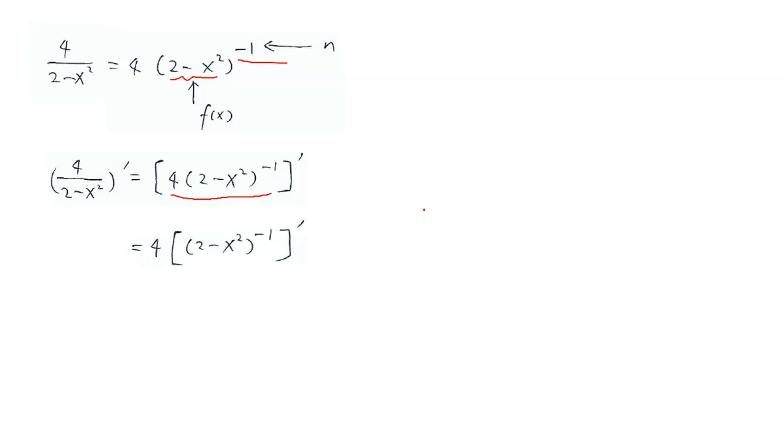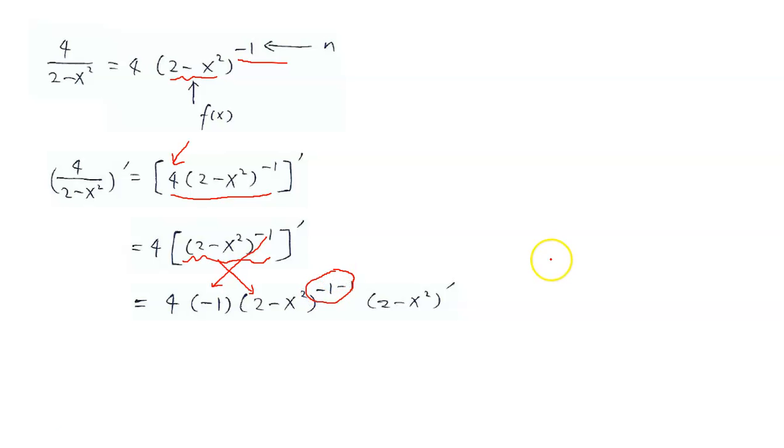And then, if you remember in the 4 differentiation rules we learned previously, you have a constant multiple, you have number 4 times this function, so number 4 can be taken out. So you only need to differentiate (2 minus x squared) to the power of -1. So this time you have n times f(x) to the power of n minus 1 and then times the derivative of 2 minus x squared.